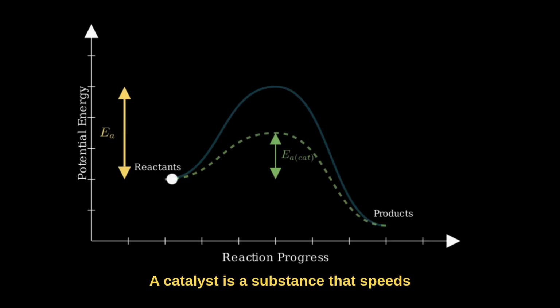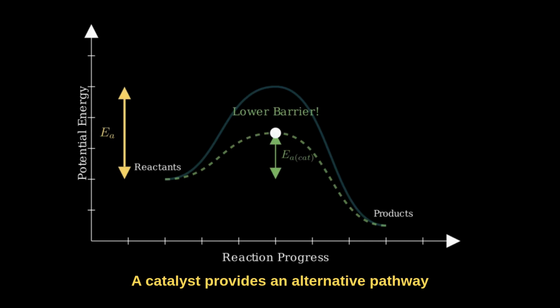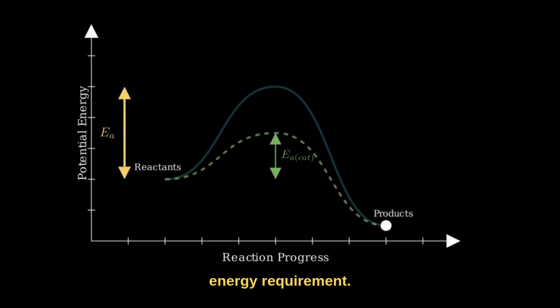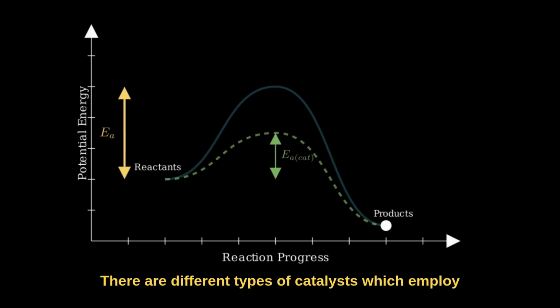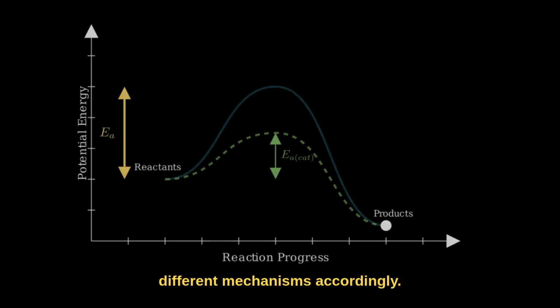A catalyst is a substance that speeds up a reaction without being consumed. A catalyst provides an alternative pathway for the reaction having a lower activation energy requirement. There are different types of catalysts, which employ different mechanisms accordingly.